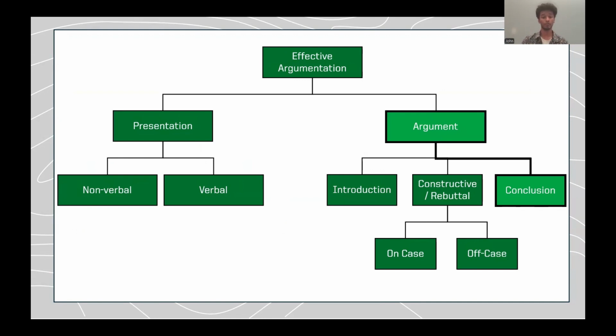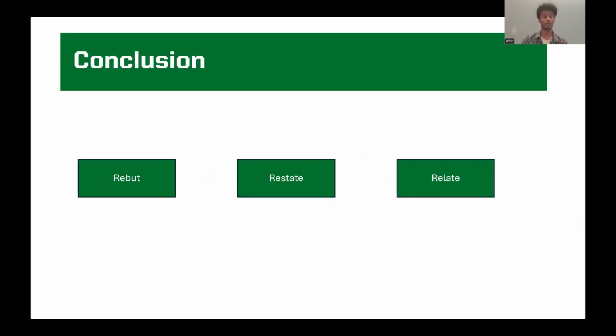Finally, for the conclusion, the three main goals here are to rebut, restate, and relate. Rebutting in the sense that you want to rebut your opponent's most recent or most pertinent arguments, the arguments that you think are the biggest thorn in your side. You want to take these away from what your opponent has against you, because this is your last chance to say anything. This speech will be what the judges and audience leave the debate with.